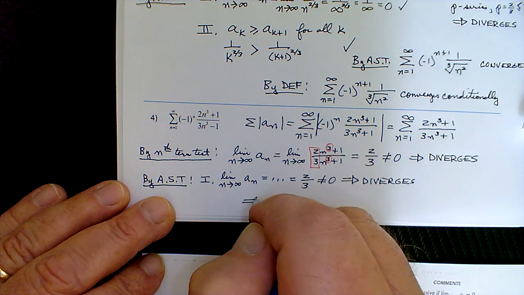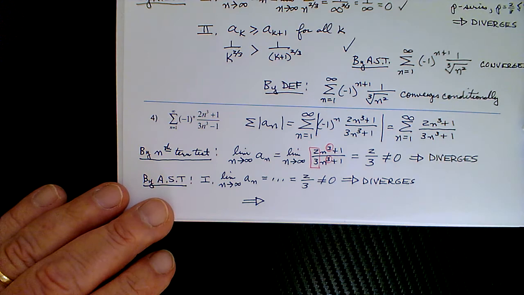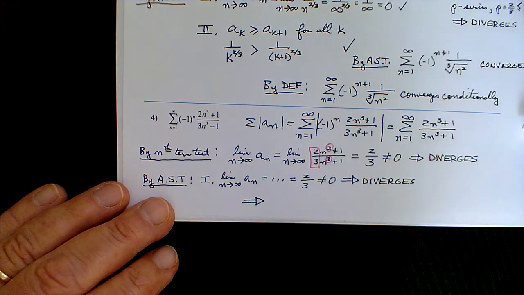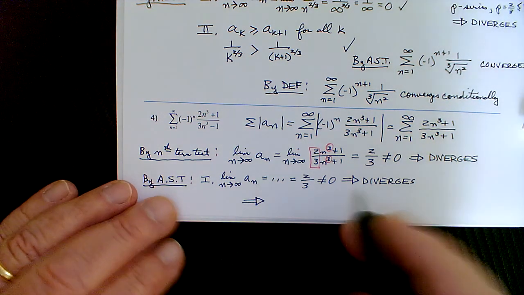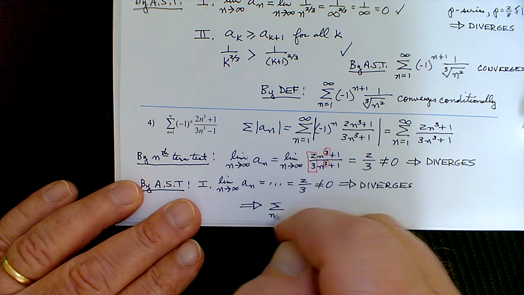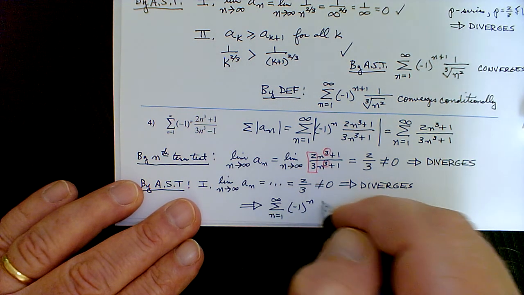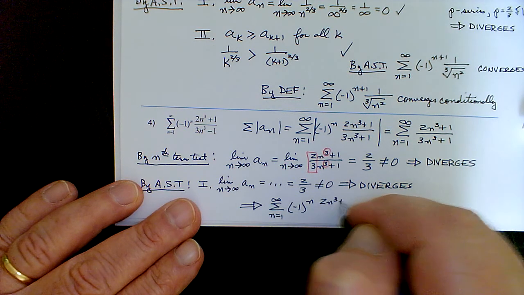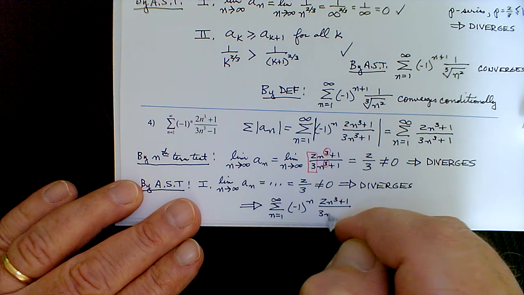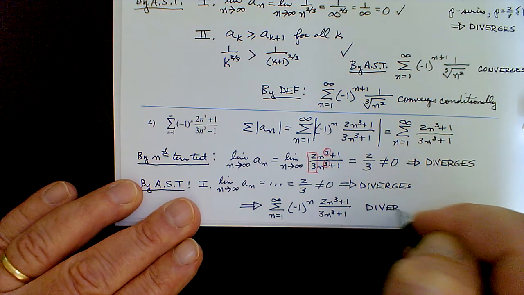So therefore we could say that our series, because it diverged both ways, absolute value and alternating, also diverges.